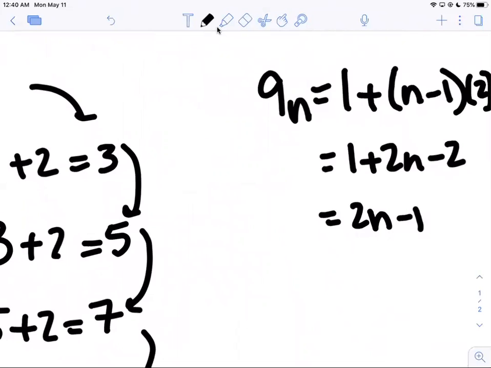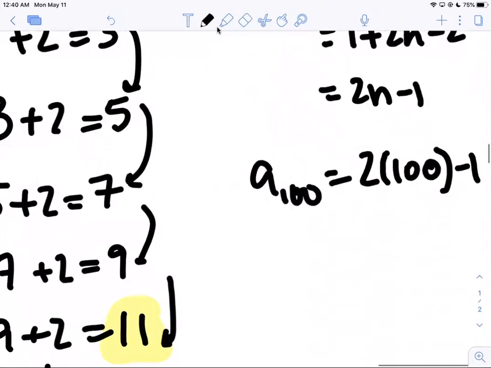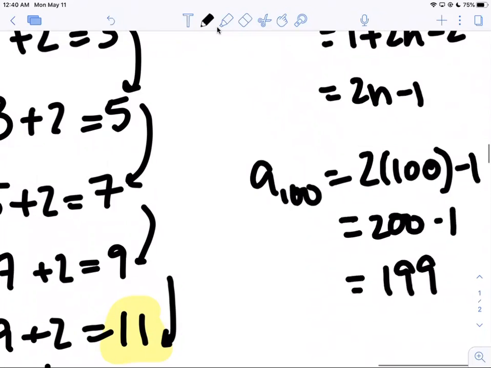And then I'm going to plug in a sub 100. So I'm going to do 2 times 100 minus 1. 2 times 100 is 200. 200 minus 1 is 199. And that is my correct answer.